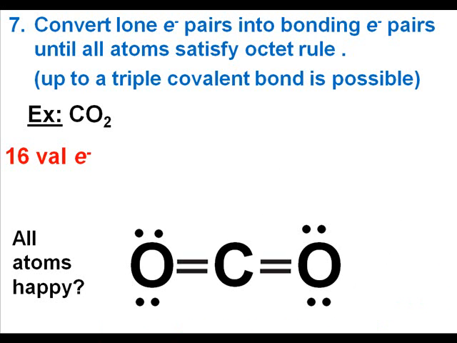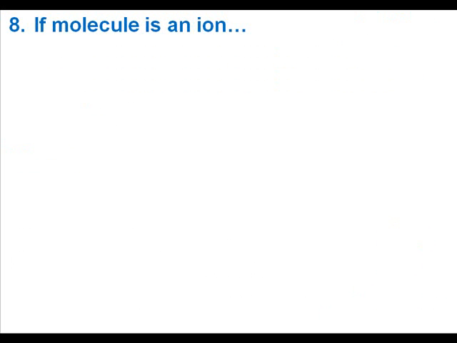Is everything satisfied? It is. There's 8 electrons around the carbon because of the double bonding, and there's a total of 8 electrons around the oxygen. So this is what carbon dioxide would look like.